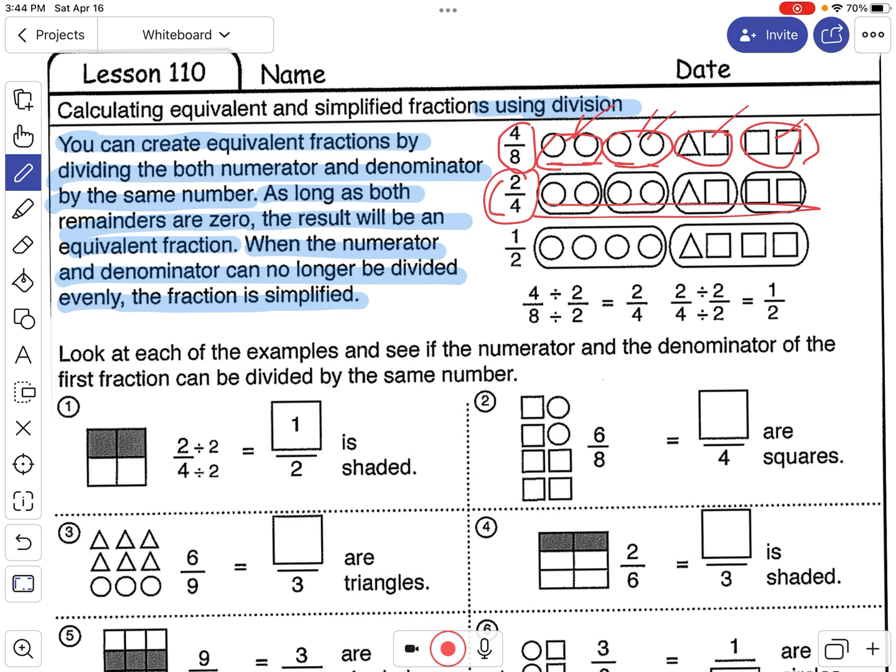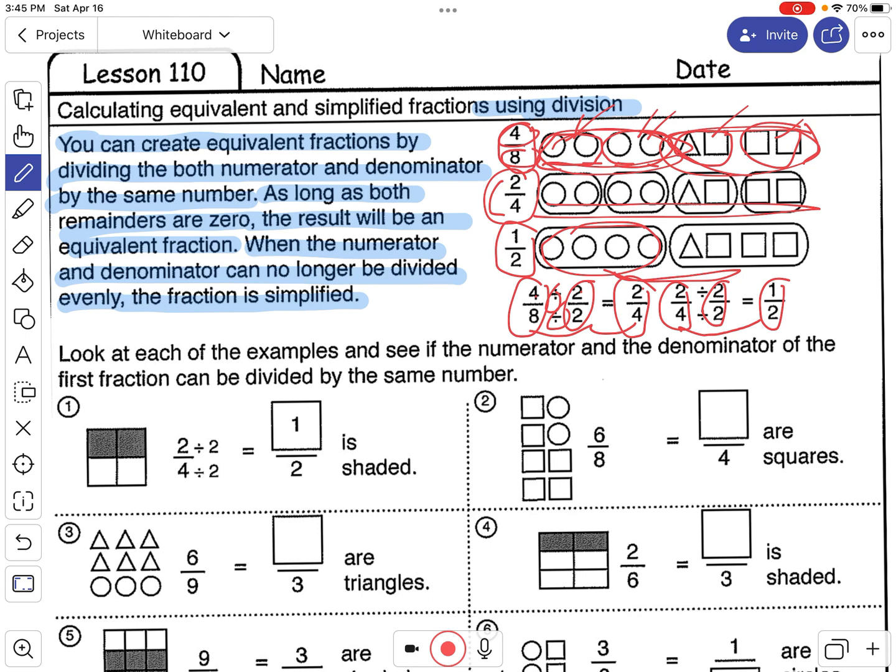Another way to do that is to divide the 4 and the 8 into groups of 4. Here's a group of 4, and here's a group of 4. I've got 1 group of 4 circles out of 2 total groups. 1 out of 2, which is equal to 1/2. 4/8, if I divide the numerator and the denominator by 2, I get 2/4. 4 divided by 2 is 2. 8 divided by 2 is 4. 2/4 divided by 2 is equal to 1/2. And so there I'm simplifying 2/4 and making it into 1/2.